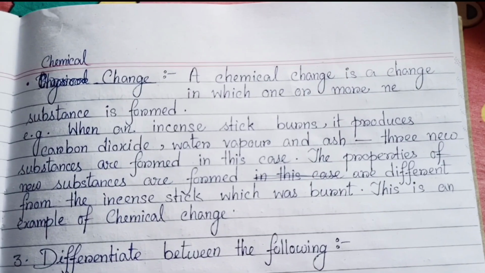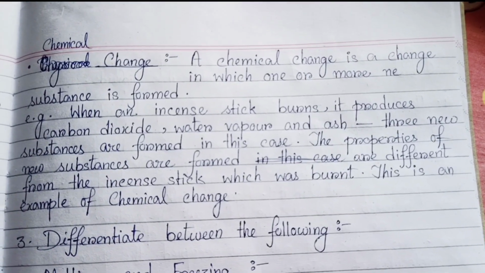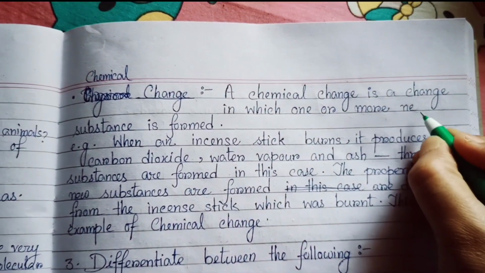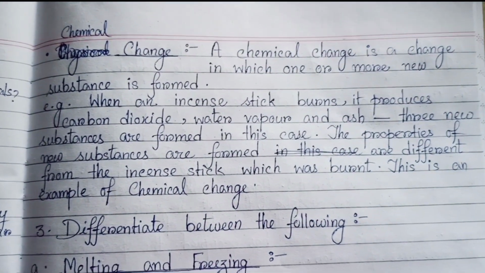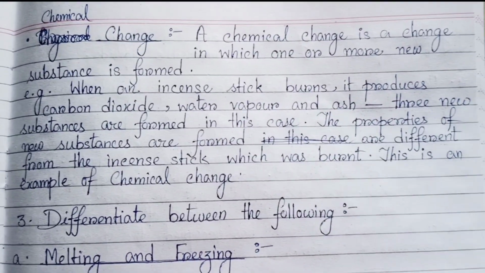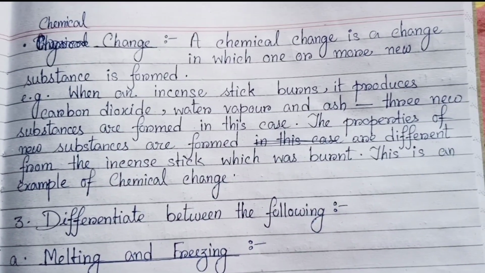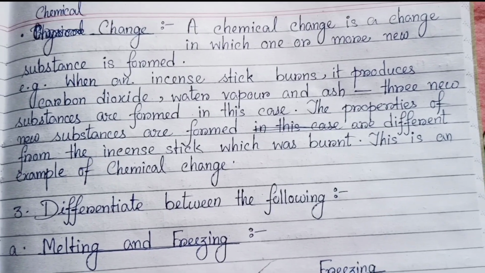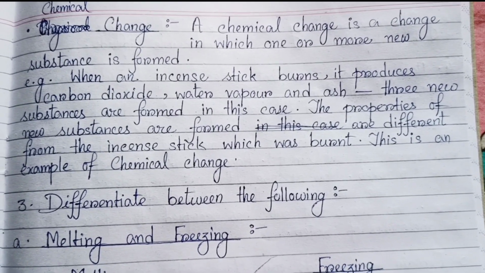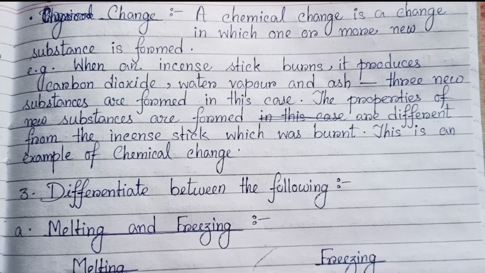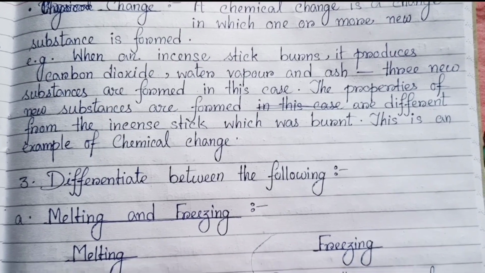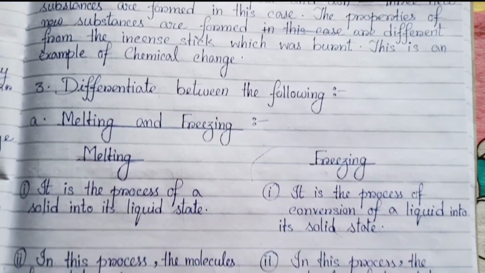Now, chemical change. A chemical change is a change in which one or more new substances are formed. Example: when an incense stick burns, it produces carbon dioxide, water vapor and ash. Three new substances are formed. In this case, the properties of the new substances formed are different from the incense stick which was burnt. This is an example of chemical change.